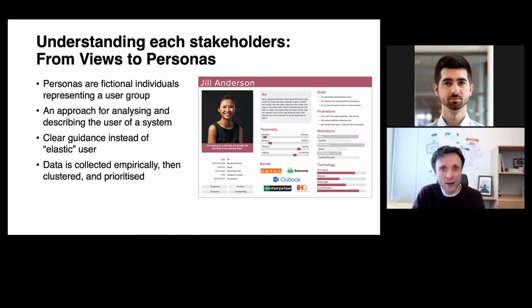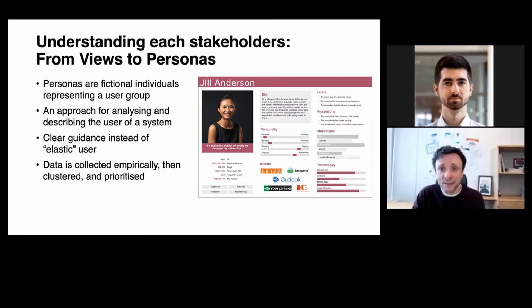And what we do by elaborating these personas, we try to understand and capture typical characteristics for, and this is important, a fictional character. So with all due respect to all the Jill Andersons in this world, we refer here to a fictional character that is intended to represent one specific stakeholder, primarily the user group.